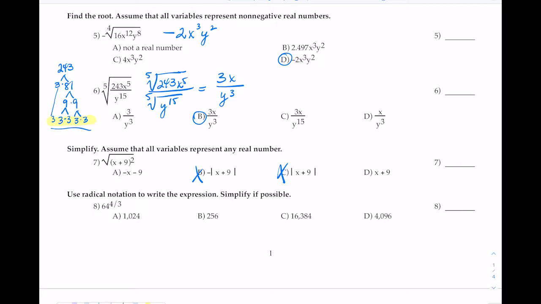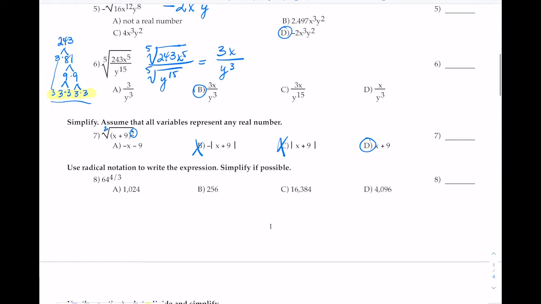So here I am going to do the same thing I've been doing. I'm going to take that 2 and divide it into this 2. And 2 divided by 2 is 1. So my answer is just x plus 9. If my directions did not say assume all variables represent positive real numbers, my answer would have been C. I would have to ensure that what is inside the radical for that variable would be positive.